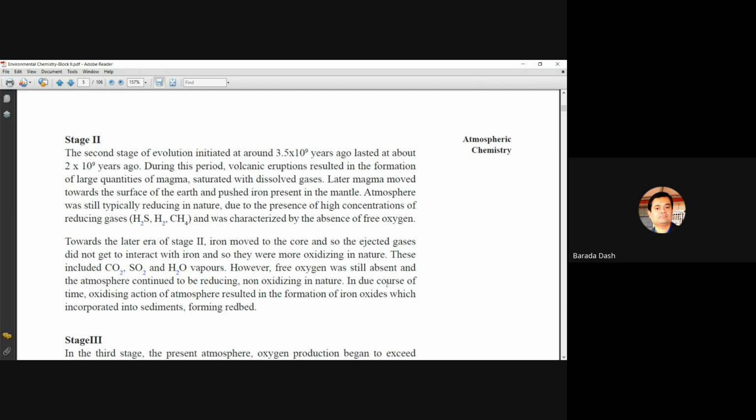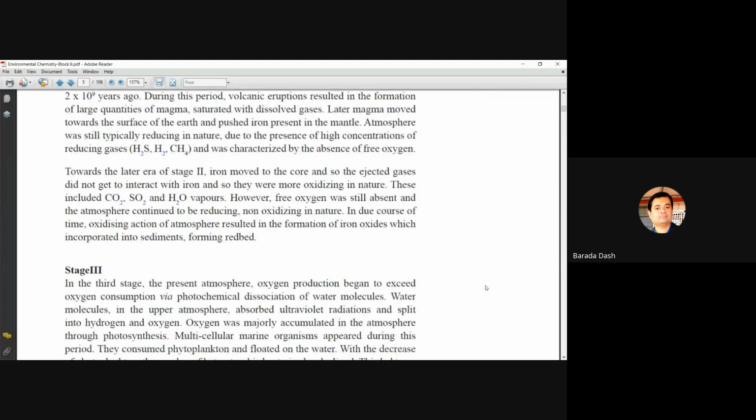What are the oxidizing gases? Like carbon dioxide, sulfur dioxide, water vapors. However, free oxygen was still absent, and the atmosphere continued to be non-oxidizing in nature. In the course of time, the oxidizing action of the atmosphere resulted in the formation of iron oxide, which was incorporated into sediments, forming red beds. So finally oxidation occurs and iron oxides are forming.